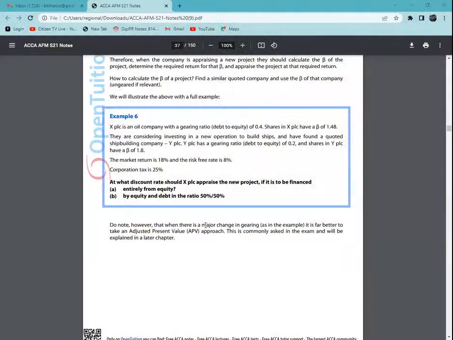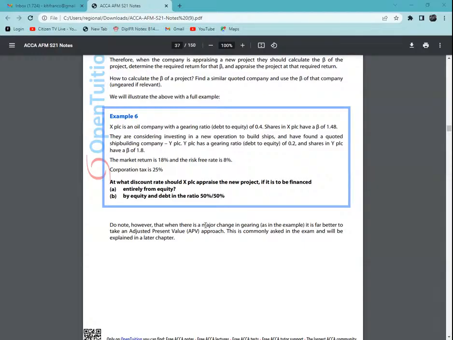Not knowing them will trouble you a lot. Now, XPLC is an oil company with a gearing ratio, debt to equity, of 0.4. Shares of this XPLC have a beta of 1.48. So the beta of this company here, 1.48, is irrelevant. They're considering investing in a new operation to build ships and have found a quoted shipping company, YPLC. This shipping company, YPLC, has a gearing ratio of 0.2, and the shares in YPLC have a beta of 1.8.